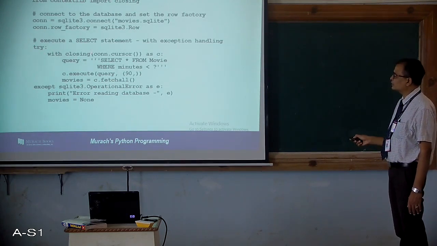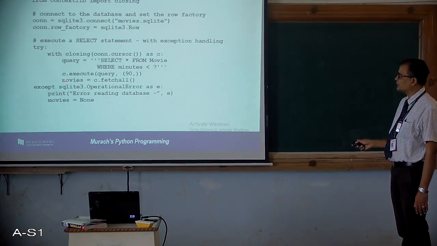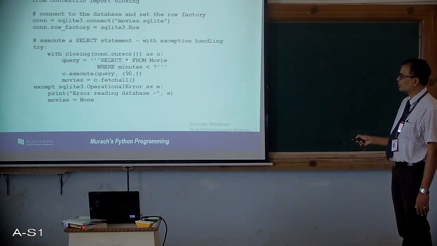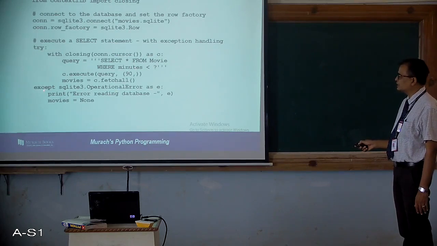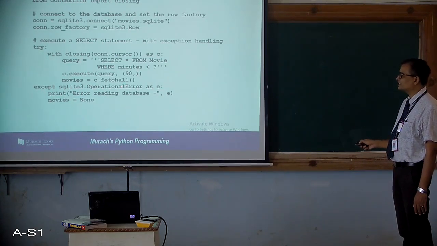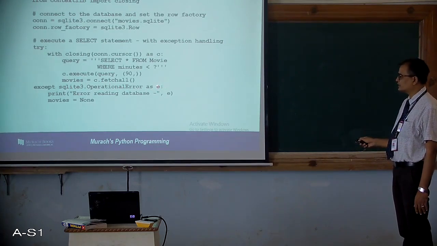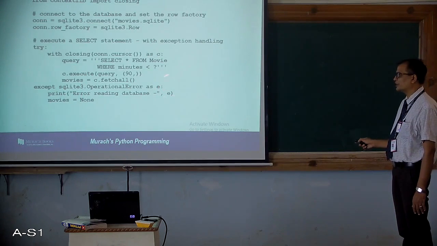Then with closing connection, cursor as C, then the query we are selecting. Then we are executing the query, and fetching all the records obtained from this particular query. If while performing this set of operations any operational error occurs, that is accepted in E. If you want to display it, you can show the error reading database, and print whatever is available in E.